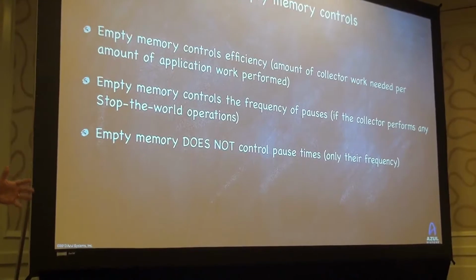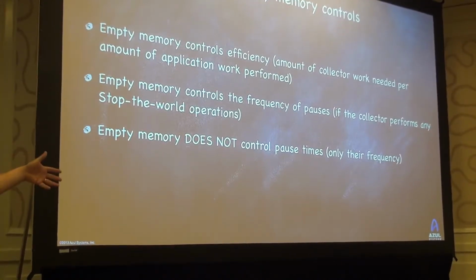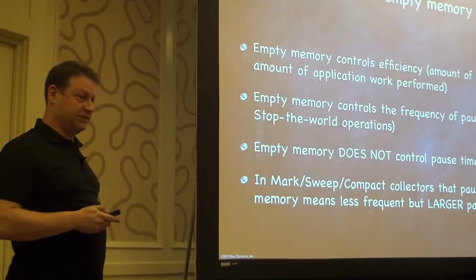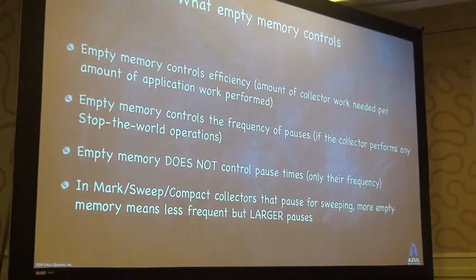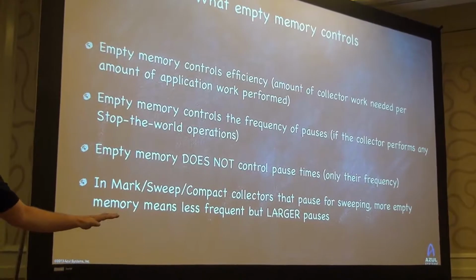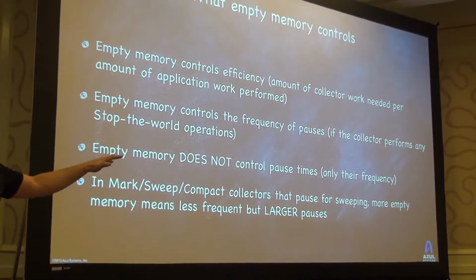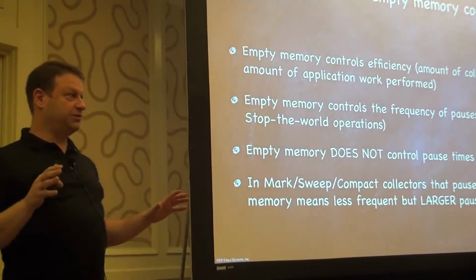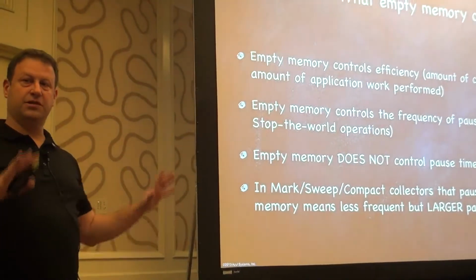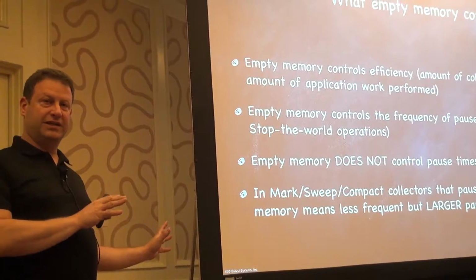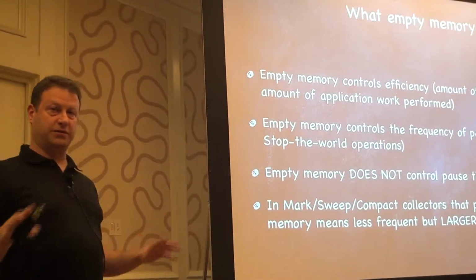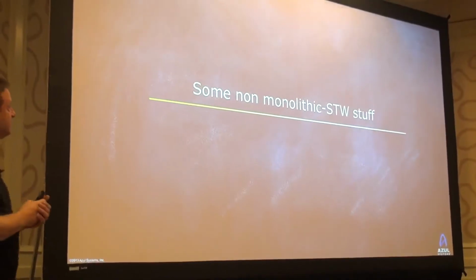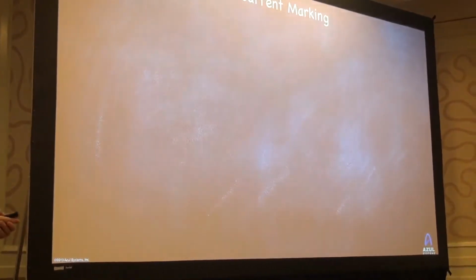Increasing empty memory spaces the pauses out. It doesn't make them smaller. In fact, in a lot of collectors, it makes them bigger. Anything that's linear to the size of the heap will grow when you increase it, but efficiency will improve. So if your goal is to reduce CPU spent on garbage collection, throw more memory at it. If your goal is to reduce the pauses, you're going in the wrong direction for most collectors.